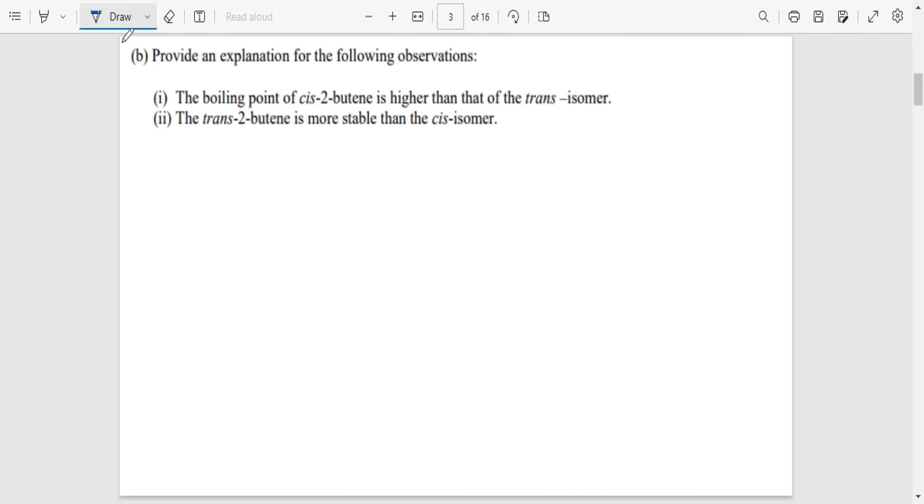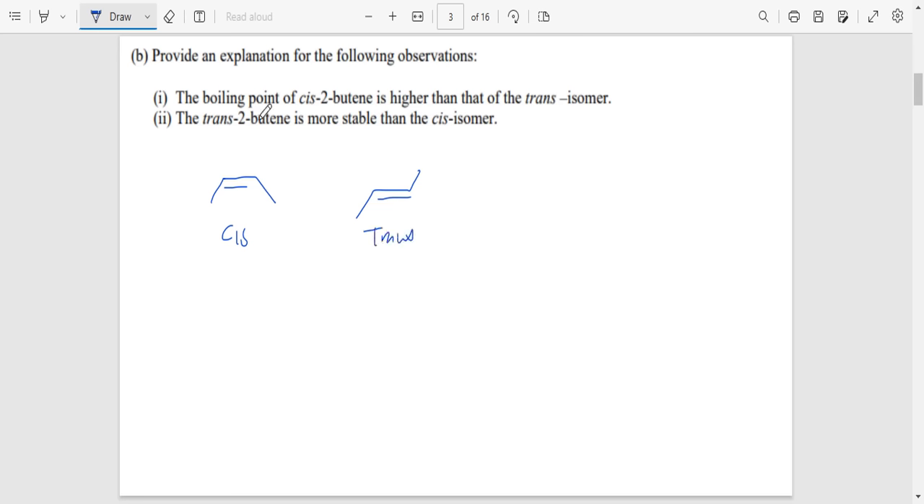Let's consider the next. Provide an explanation for the following observations. The boiling point of cis-2-butene is higher than that of trans isomer. So let's write cis-2-butene. We have got it like this. And this is the cis because the methyl groups are on the same side. And then the trans is going to be like that. The methyl groups are on opposite sides.